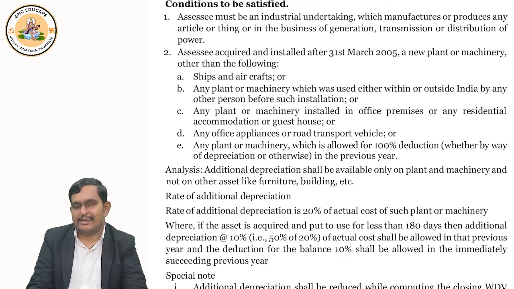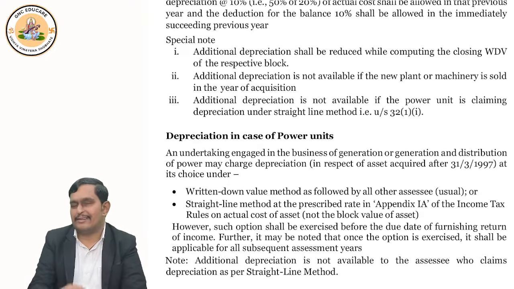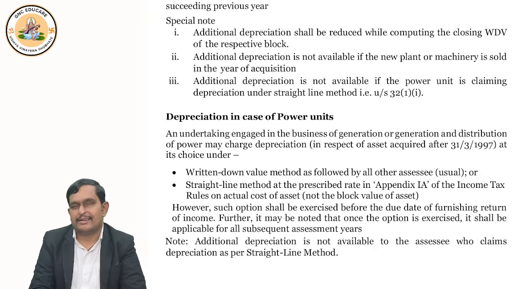Now, some special points are there. Suppose you purchased the asset this year and sold the asset this year itself. Will you get additional depreciation? The answer is no. One hidden point I'll tell you: if you maintain the asset on the 31st March of the previous year, then only you will get normal depreciation or additional depreciation. So if you sell in the same year, no additional depreciation.